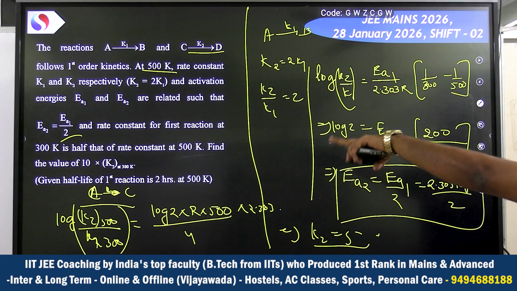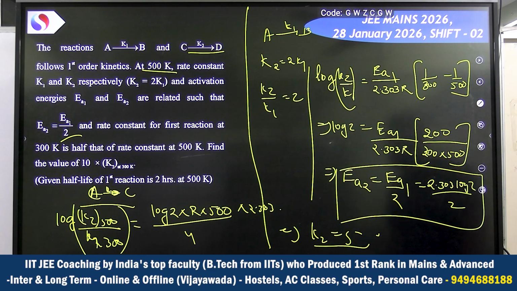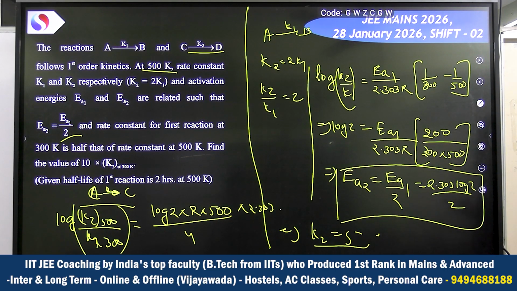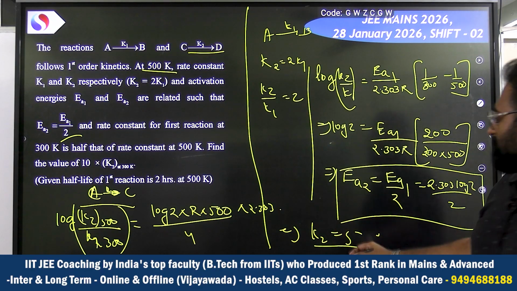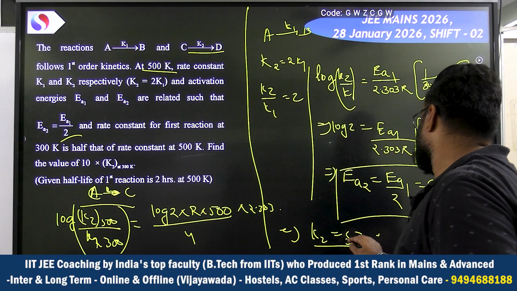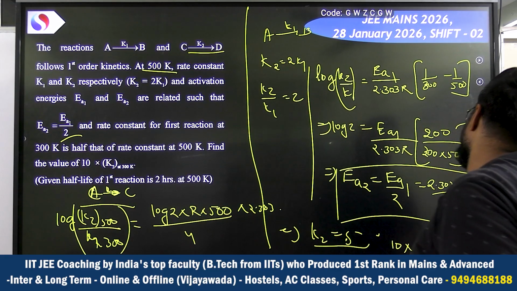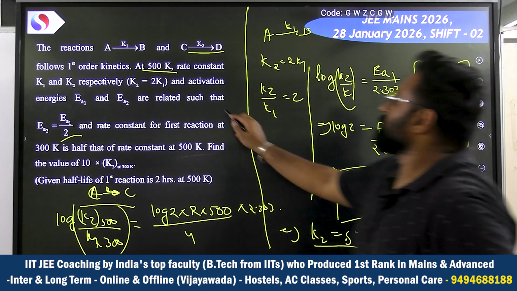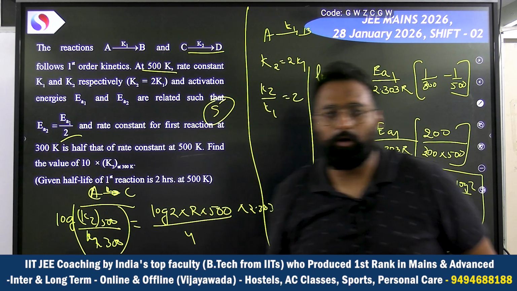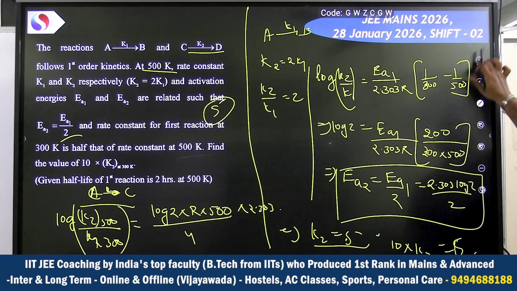So you need to find the value of 10 into K2 at 300. So this will be how much? 50. Sorry, this will be 0.5. K2 will be 0.5. So 10 into K2, this will be how much? 5. So the correct answer for this is 5. Okay. Next question.